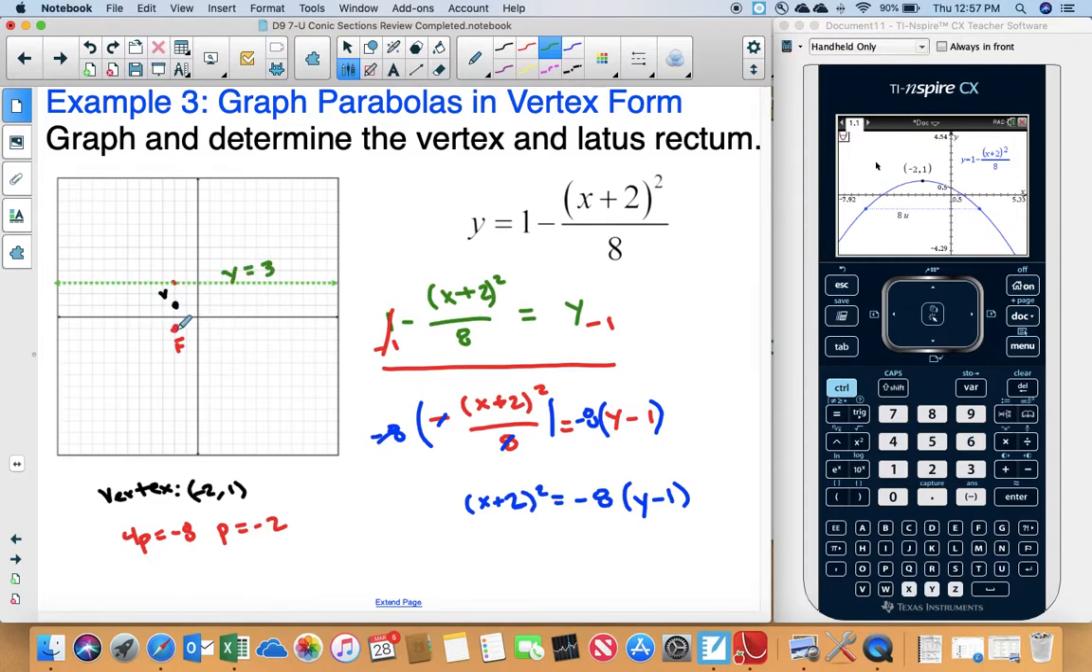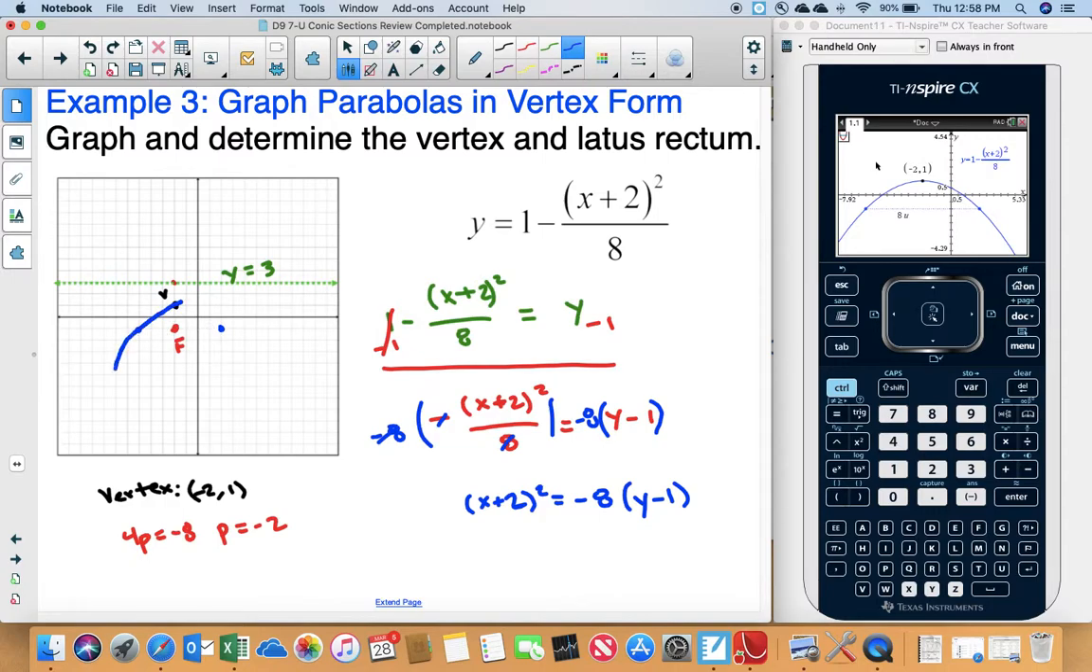And now the width. If this is 2 units from the vertex to the focus, then it's 8 units wide at that spot. That's how you get the latus rectum. It's the 4p value. 4 times 2 is 8. So it'd be 4 this way and 4 this way to give us a total of 8 units. So that's now 8 units across.